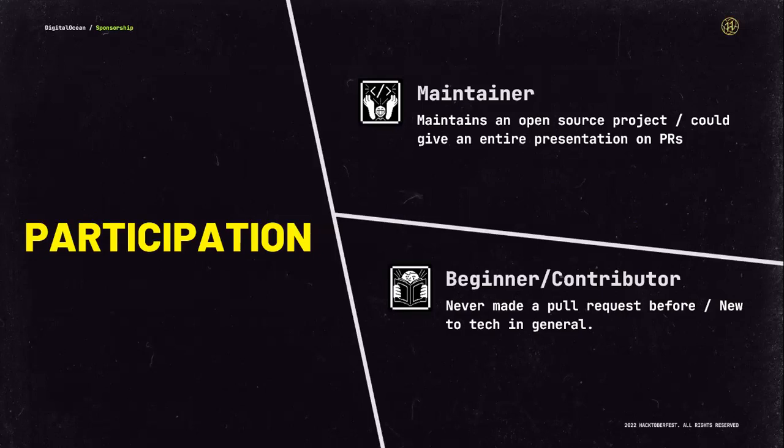Okay, so you can participate in two ways. If you are an expert and you want your project to enroll in open source, you can do it. There are some instructions for the maintainers. You can go to the Hacktoberfest website and see the instructions. If you are a beginner, if you participate as a contributor, or you never made a pull request before or are new to tech in general, you can also participate in it. So we will see how a repository looks like, and how you can go into GitHub and do all these things.